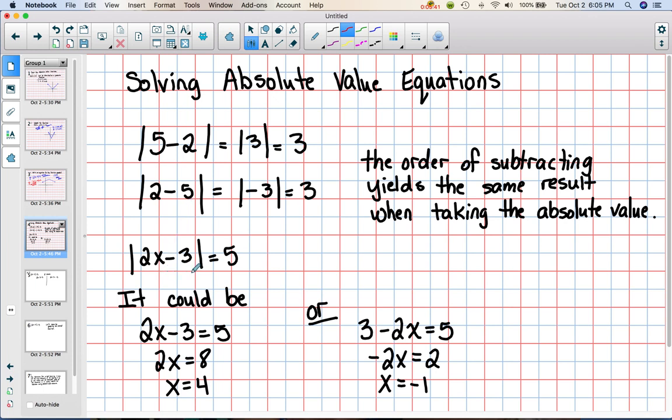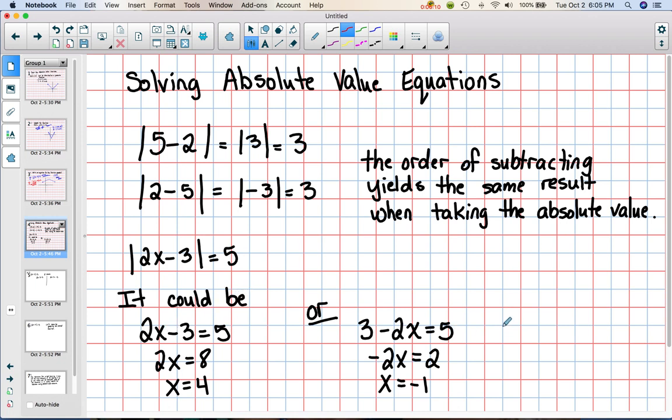So using that same idea here, where I could switch the order and it didn't matter, if I had the absolute value of 2x minus 3 equals 5, I could say that 2x minus 3 is 5, or I could switch the order and say 3 minus 2x is 5, and I can get my two solutions. Now, we didn't do it that way because sometimes it's not subtraction, sometimes it's addition. So sometimes there are other operations involved. So we have a system that will always work and make sense for us.